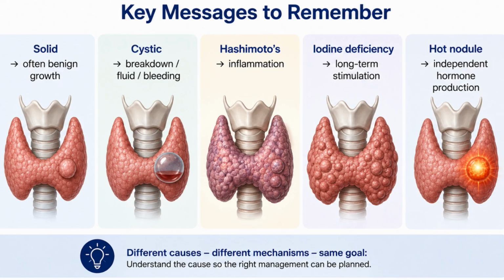Remember these key messages. A solid thyroid nodule is often benign tissue that has grown more than the surrounding gland. A thyroid cyst may form when part of a solid nodule breaks down, fills with fluid, or bleeds. Hashimoto's thyroiditis can make the thyroid inflamed and uneven, sometimes producing true nodules or areas that resemble nodules. Long-standing iodine deficiency can cause the thyroid to enlarge and gradually form multiple nodules. And a hot thyroid nodule develops when one area of the thyroid begins producing hormone by itself.